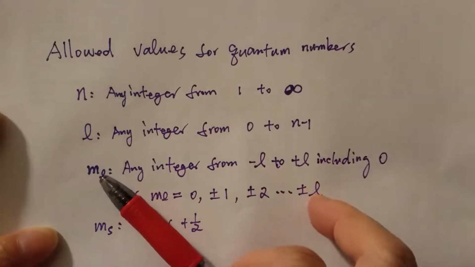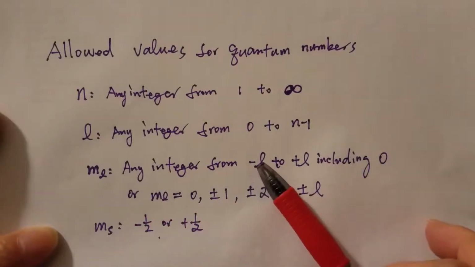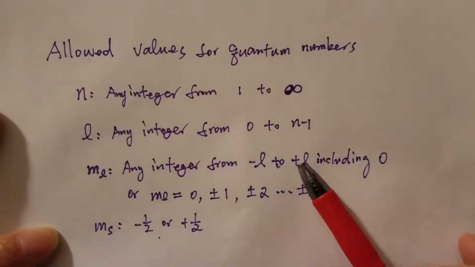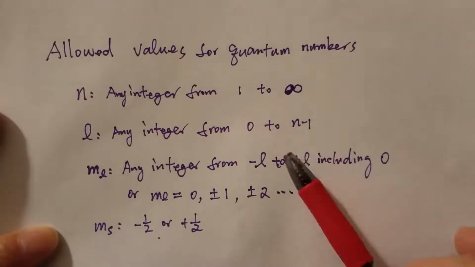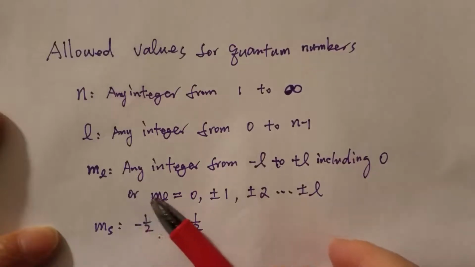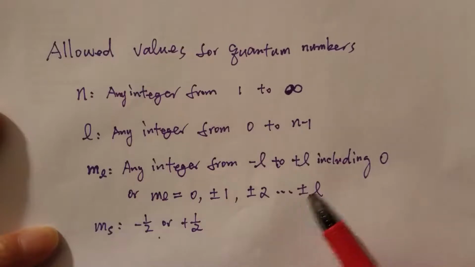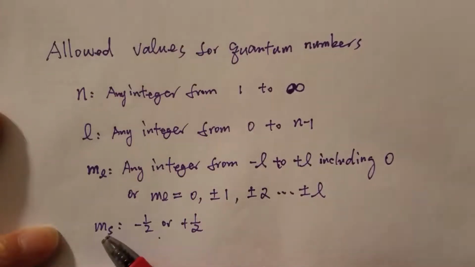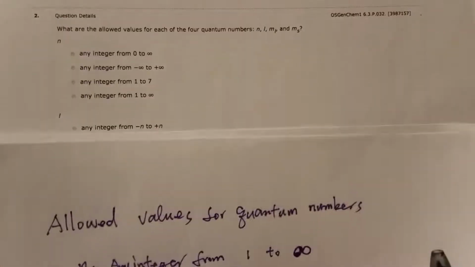Okay, ml values can be any integer from negative l to positive l. Of course, don't forget, you should include 0, right between the negative and positive values. Or another way is ml equals 0, plus or minus 1, plus or minus 2, until plus or minus l. ms is either negative 1/2 or positive 1/2. Okay, after reviewing those, it should be very easy to complete those questions.